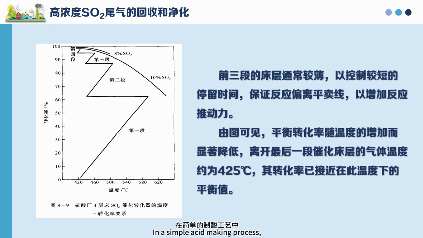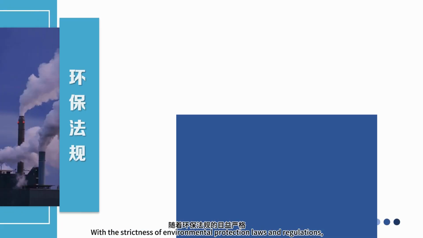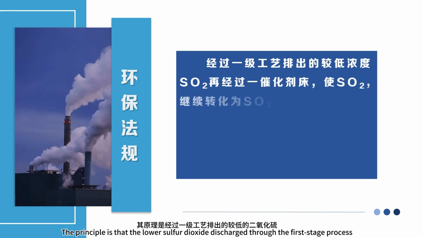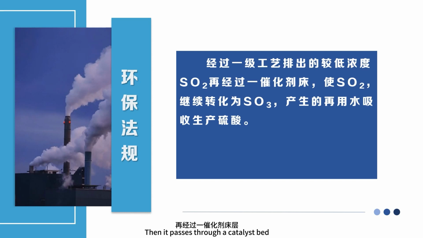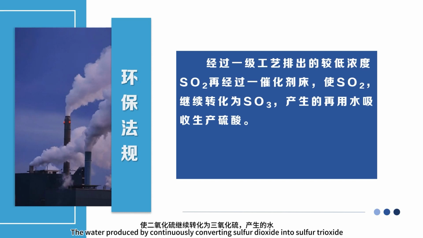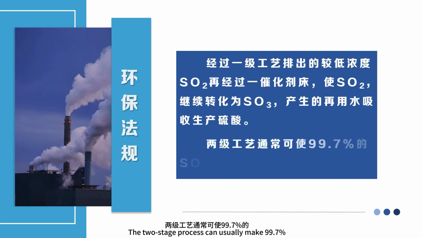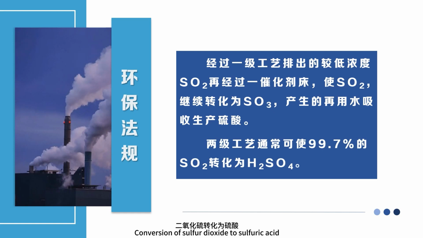In a simple acid-making process, the remaining 2% sulfur dioxide is directly emptied. With the strictness of environmental protection laws and regulations, the secondary acid production process has been developed, thereby further reducing the emission of sulfur dioxide. The principle is that the lower sulfur dioxide discharged through the first stage process then passes through a catalyst bed, and the sulfur dioxide is continuously converted into sulfur trioxide, which is absorbed by water to produce sulfuric acid. The two-stage process can usually make 99.7% of sulfur dioxide convert to sulfuric acid.